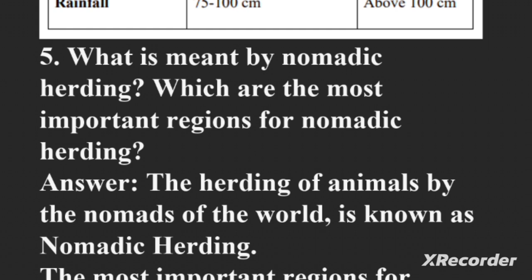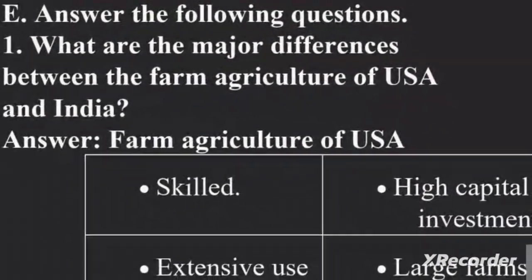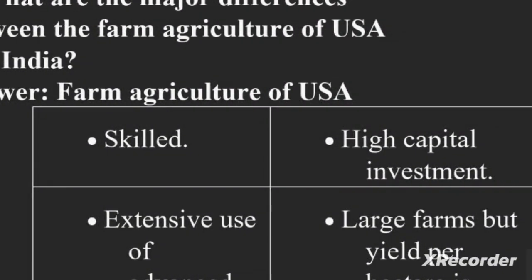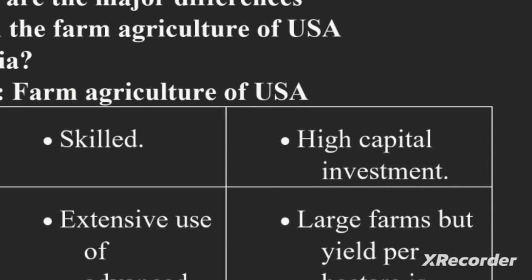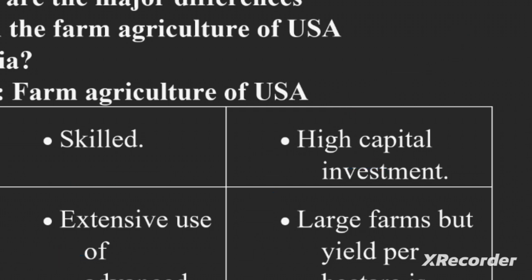Now we come to the last descriptive question, question number E, and that is, answer the following questions. What are the major differences between the farm agriculture of USA and India? So I have simply made a table of it. So you can see farm agriculture of USA. What is it? Skilled, high capital investment, extensive use of advanced technology, large farms, but yield per hectare is comparatively low. And what happens in India?